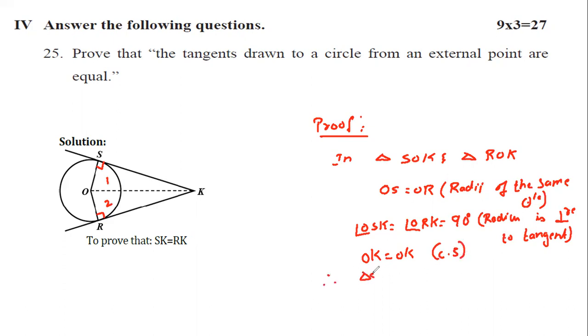Therefore, triangle SOK is congruent to triangle ROK. So if two triangles are congruent, then by CPCT you can say SK is equal to RK. So if you draw tangents from an external point, the tangents are equal. This is the proof. Many times this theorem is asked in the exam. It is a very important theorem and a very easy theorem.